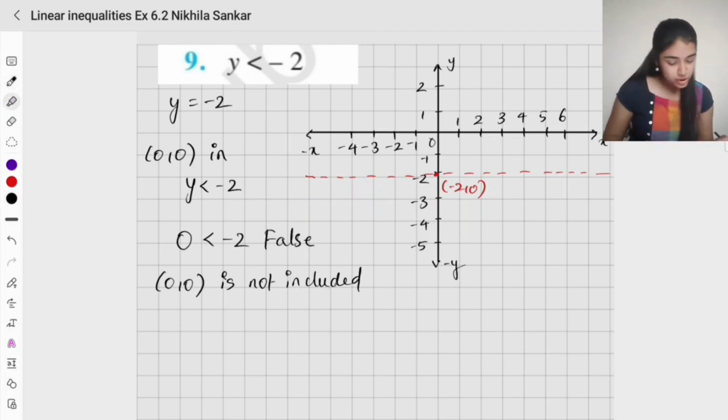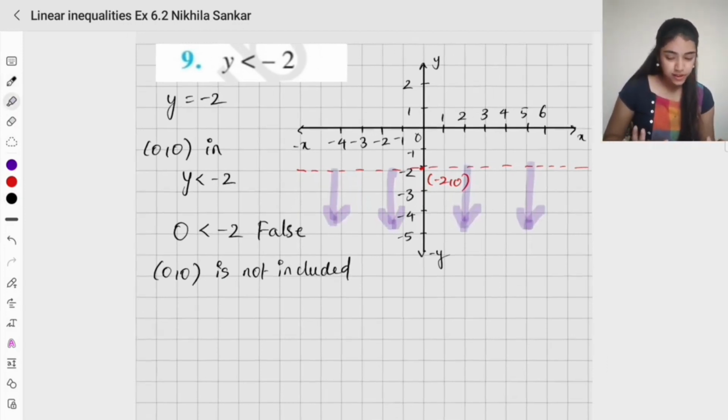So which is your region? Which do you have to shade? Bottom half. Okay, so this is your final answer. Please copy.